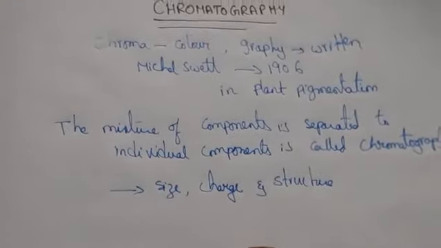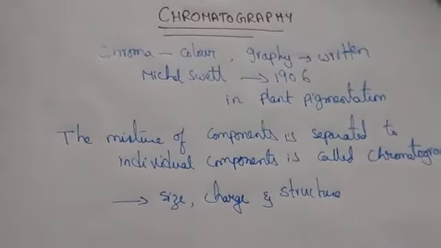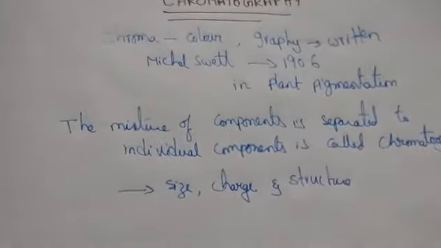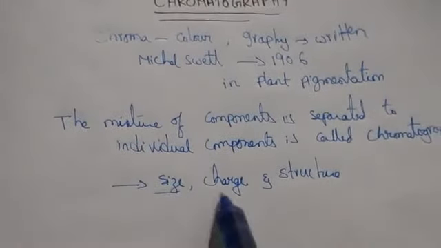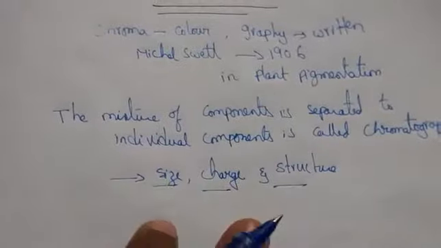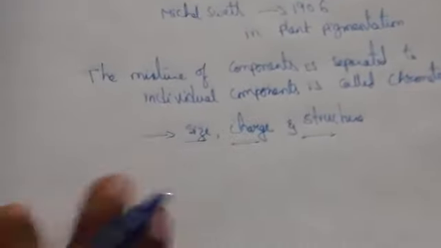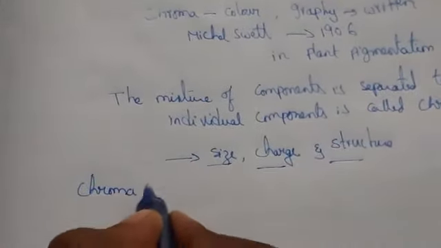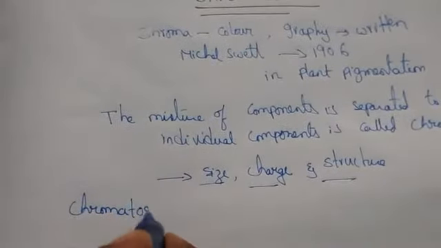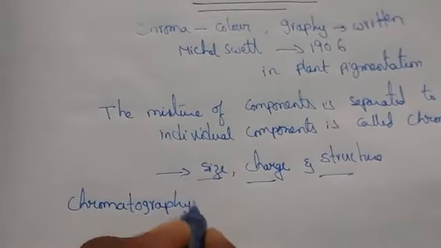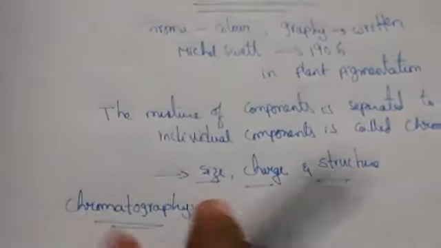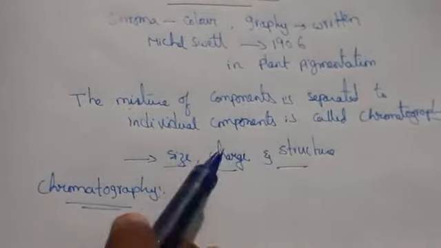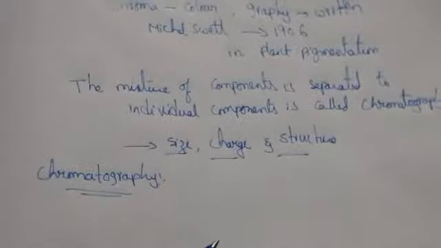As we know, size depends on the size of the column or tube we take, and when we do the separation, it should coincide with the size, charge and structure. Before going further we should know the basics of chromatography. First, the chromatography definition: it is a separation technique in which a mixture of components is separated into individual components. We call it chromatography.